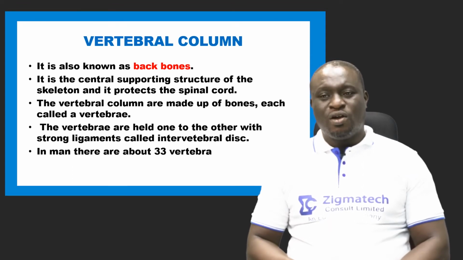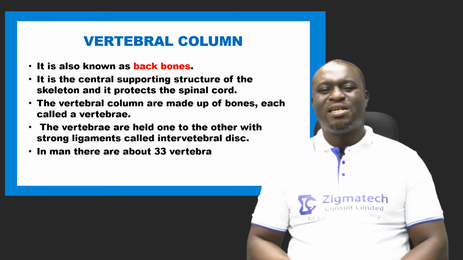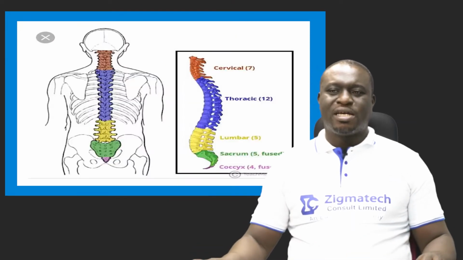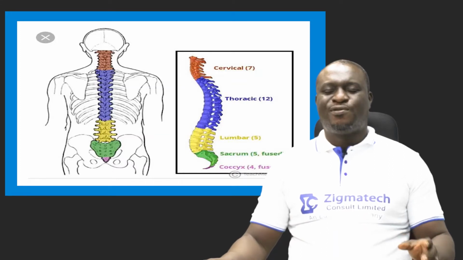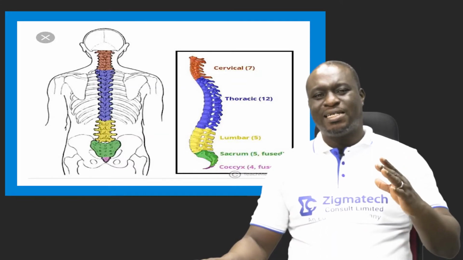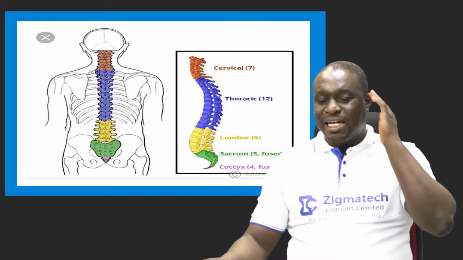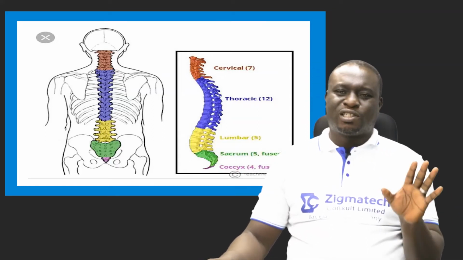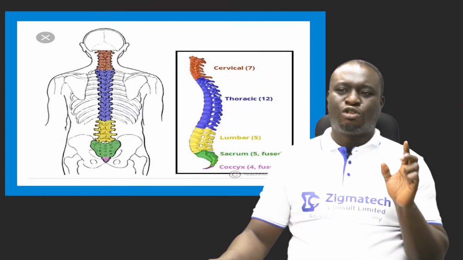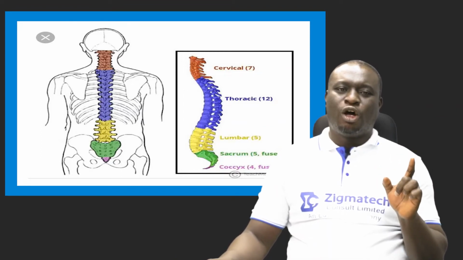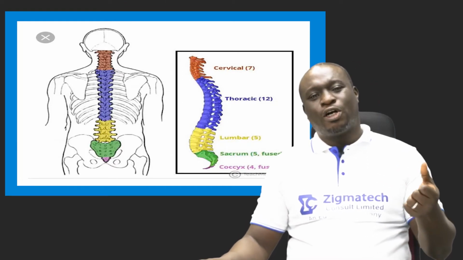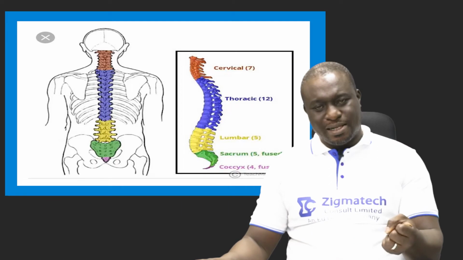Now, in man, we have about 33 vertebrae. These vertebrae in man, and mostly in mammals, are divided into five major groups. We have the cervical, the thoracic, the lumbar, the sacral, and then we have the caudal, which is also known as the tail.